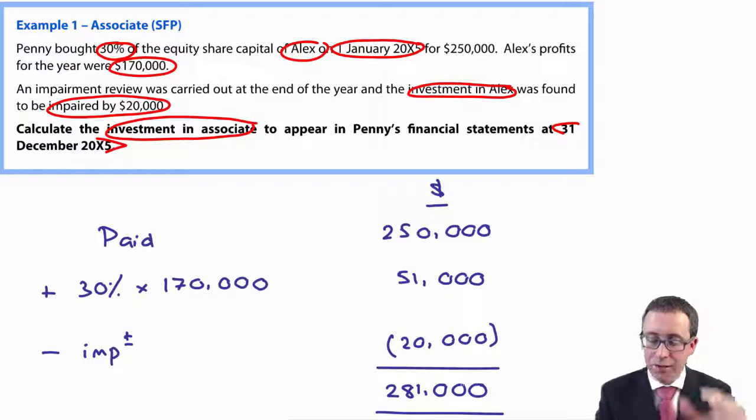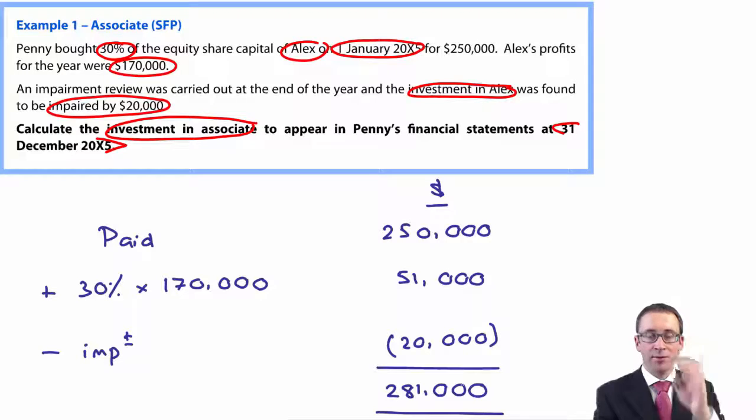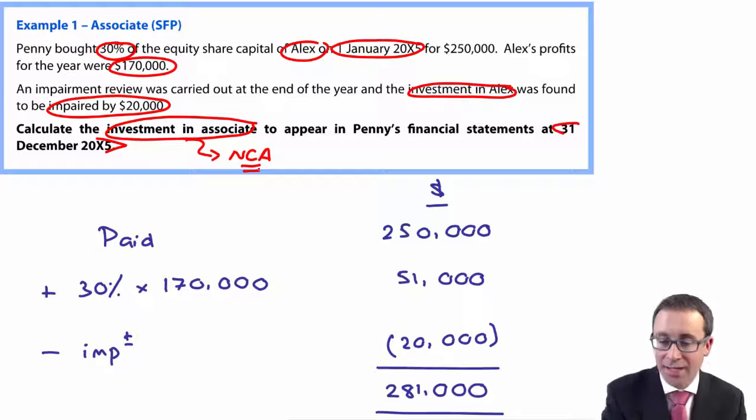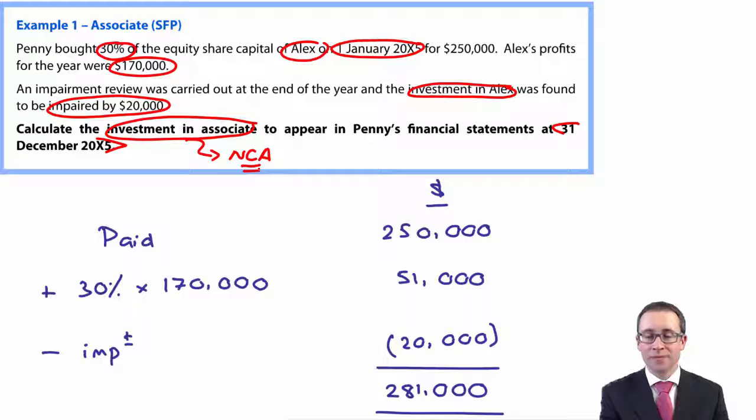Tapping those numbers into your calculator gives you a figure of 281,000. That's the investment in associates, the figure that appears on the SFP as a non-current asset, isn't it? Don't start prorating or taking 30% of all the assets or the liabilities on a line-by-line basis. We only put things in on a line-by-line basis if we have control, and then we put in 100% of that asset and 100% of that liability. The investment in associate is just an equity accounting exercise, one line item.